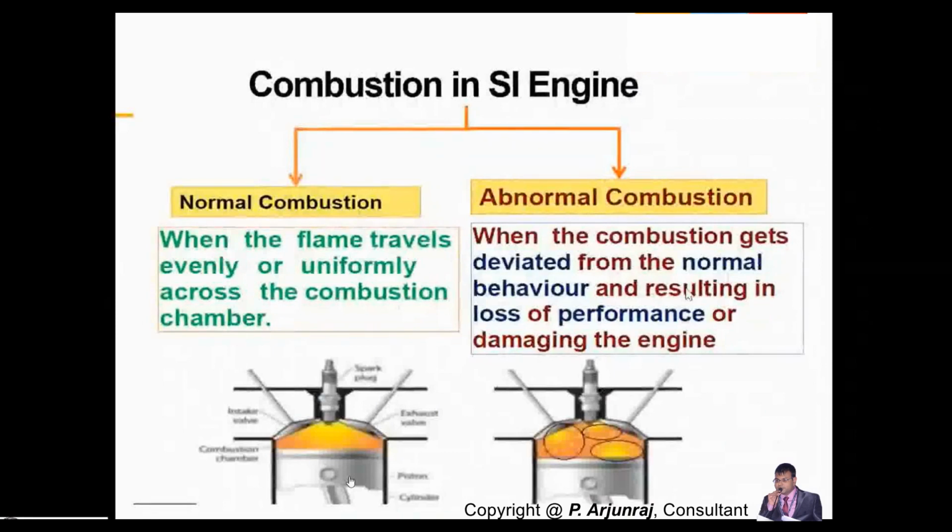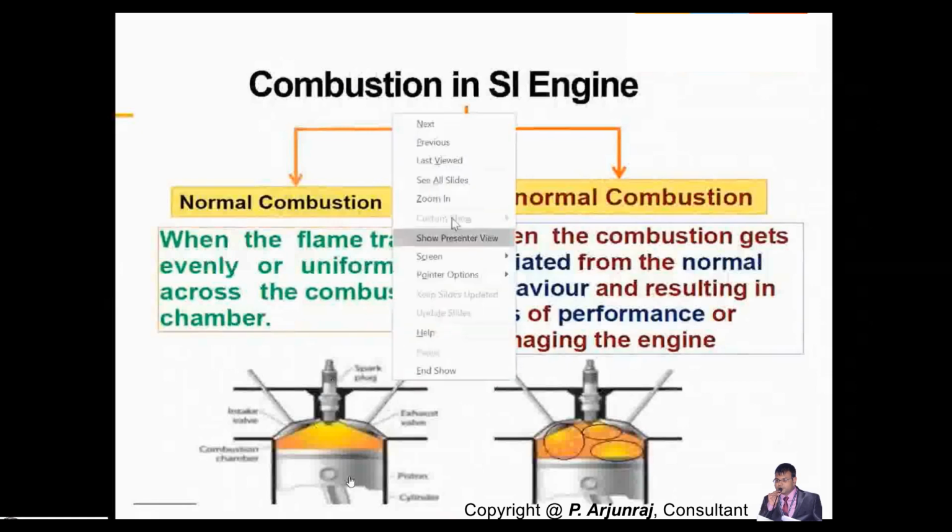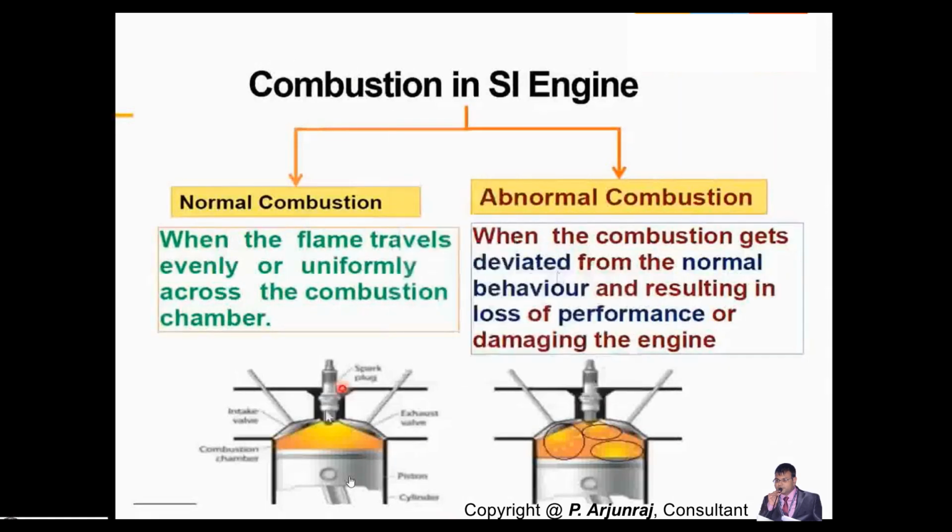So you have two types of combustion. One is normal combustion and one is abnormal combustion. What is normal combustion? It is when the flame travels evenly or uniformly across the combustion chamber. You see, let me go to the pointer. It is going to have a uniform flame travel from the start to the end of the combustion chamber, which means across the combustion chamber. So when the flame travels evenly or uniformly across the chamber, you get a normal combustion.